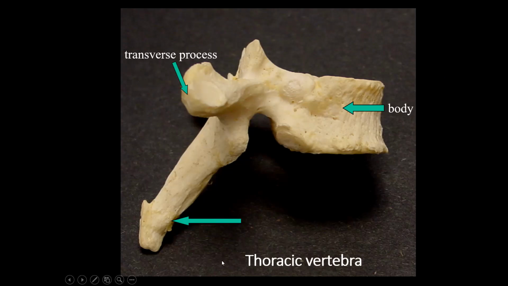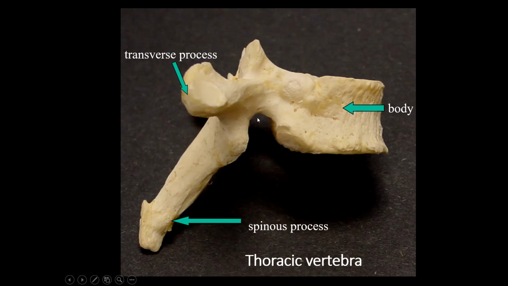So again, it's this region right here that you may see a slight bulge or a ripple down a person's back as we're seeing the edges of their spinal column there. That is the spinous process. So we've seen the body, the transverse process, and the spinous process.